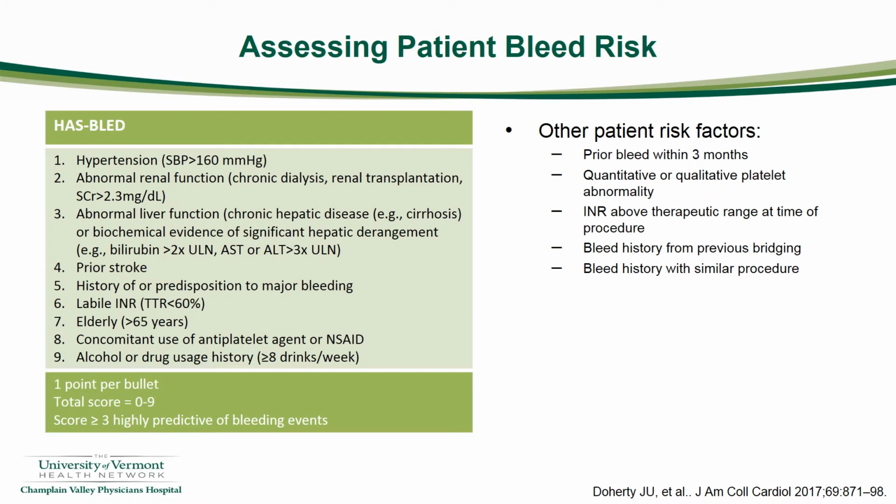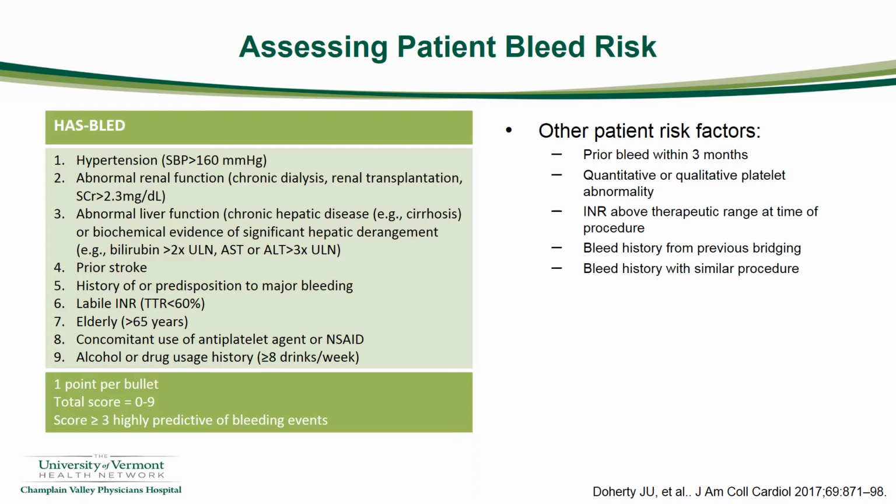As you'll see, one of the most important aspects of appropriately managing anticoagulation in the perioperative setting is being able to adequately assess a patient's bleed risk. There's been several different scoring tools that have been proposed to evaluate bleed risk in patients with AFib. However, to date, the most widely accepted and widely used scoring tool we have is the HAS-BLED tool.